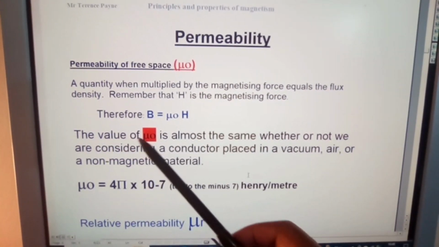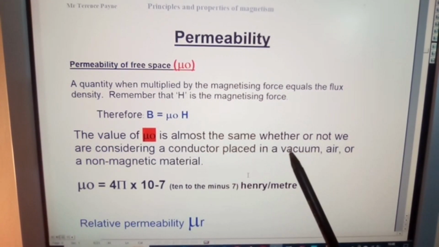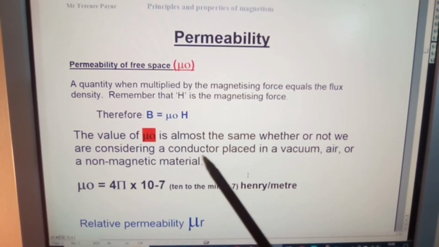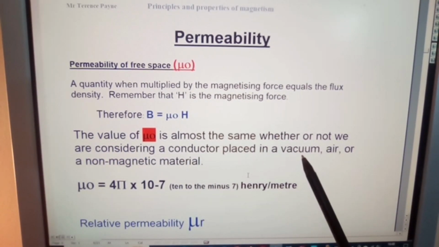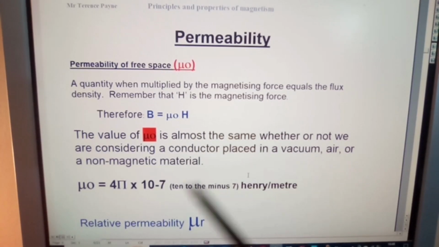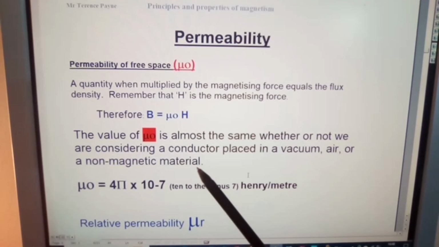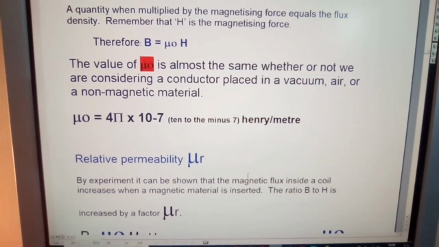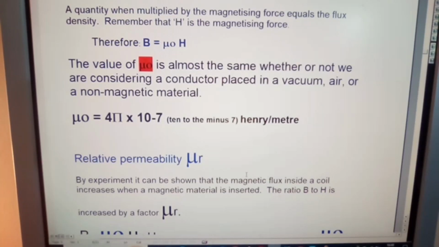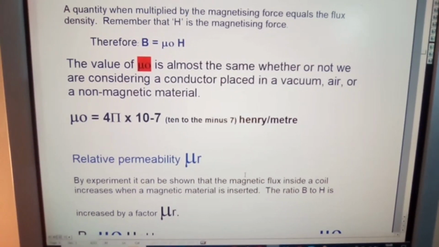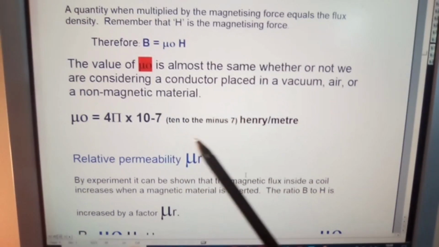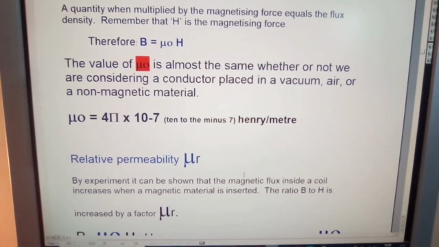The value of mu O is almost the same whether or not we are considering a conductor placed in a vacuum, air, or a non-magnetic material like wood, for instance. Now mu O is equal to 4 pi times 10 to the minus 7 henries per meter.